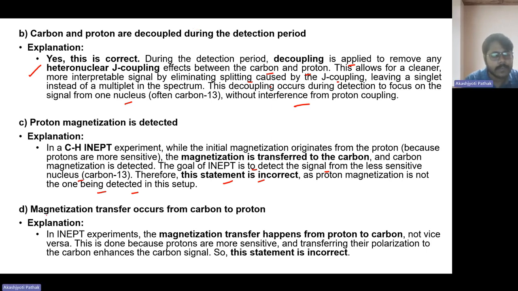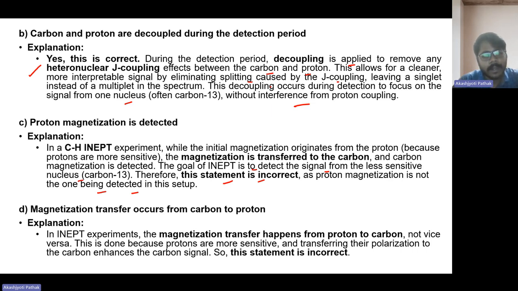Then what is the fourth option? The fourth option was magnetization transfer, which occurs from carbon to proton. How is this even possible? Because this transfer always happens from a more sensitive and more polarized nuclei to a lesser polarized nuclei. So it is always a proton, which is more polarized because of its greater sensitivity and higher gyromagnetic ratio. So the magnetization transfer happens from proton to carbon, and that is not possible the other way.